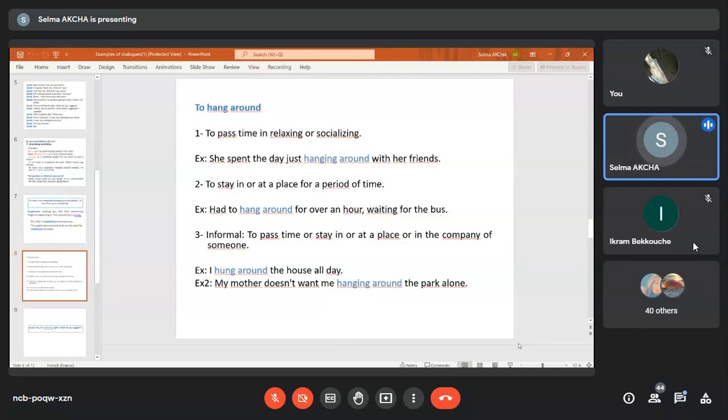If you want to improve them, si vous voulez les améliorer, vos présentations ou vos dialogues, vous pouvez ajouter ce qu'on a appris aujourd'hui. You can add what we learned today.